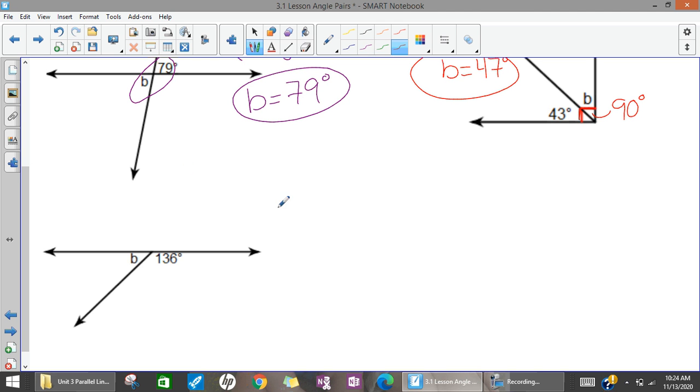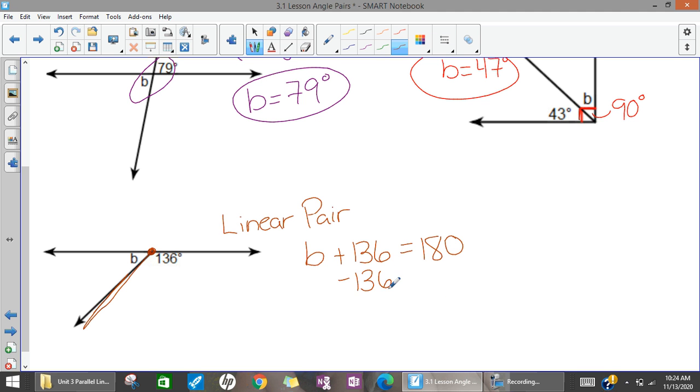And then I'm going to look at this last pair. This last pair, they're adjacent. They share a vertex and a side. And then they make this straight line. So they're a linear pair. And that means that their two angles should add to 180 since they make a straight line together, and straight lines are 180 degrees. So I can say that my angle B plus 136 should be equal to 180. Again, here I just have a simple one-step equation to solve. And I can figure out that B is 44 degrees.